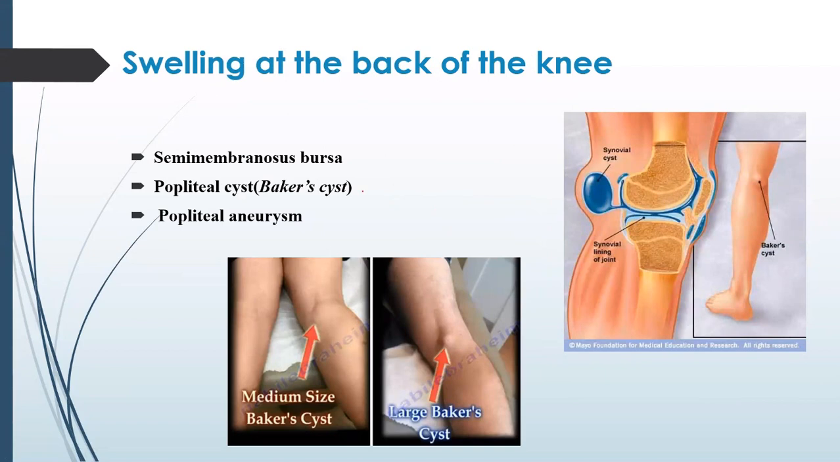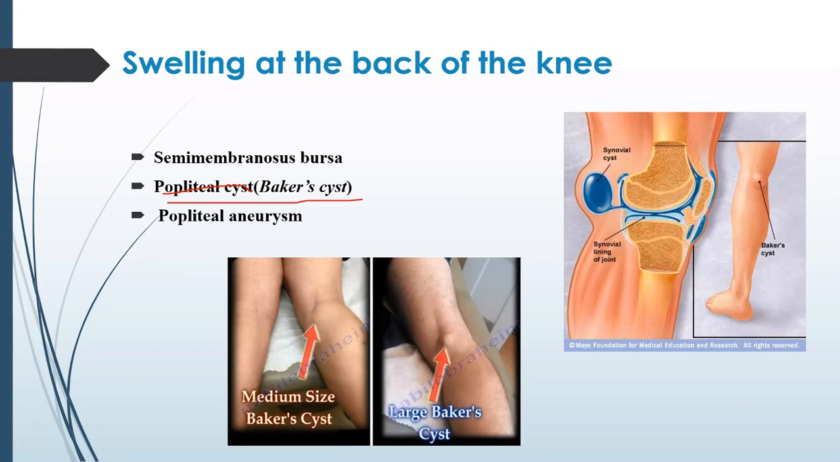Swellings at the back of the knee can usually be a semimembranosus bursa, as the previous one. The most common one is the popliteal cyst or the Baker cyst. Usually the Baker cyst is secondary to a problem, usually in a rheumatoid arthritis or osteoarthritis patient. The posterior aspect of the joint capsule will have a defect. This defect will let the synovial membrane and the synovial fluid go out from the capsule to form a synovial cyst, or what we call a Baker cyst.